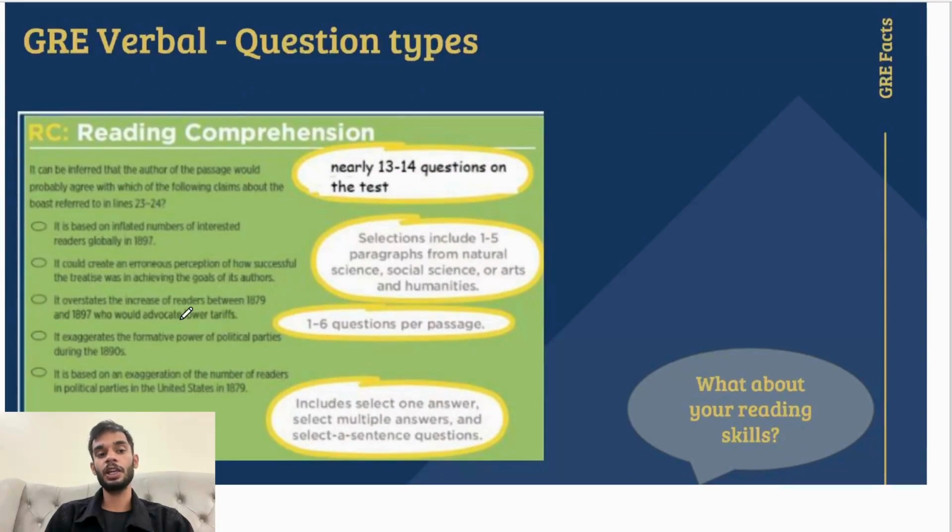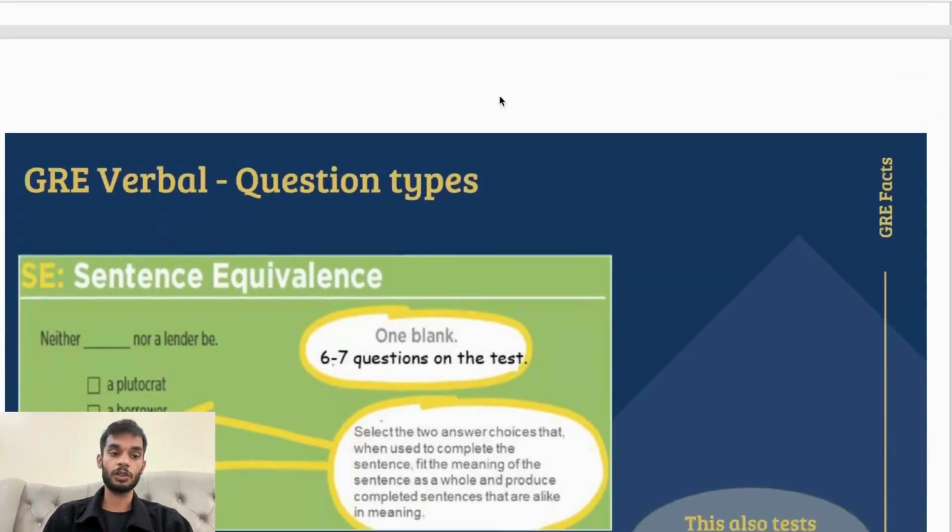The second type is again reading comprehension. Again, you can see the circle or oval shape, which means you have to pick only one option choice. There are nearly 12 to 14 questions on the test. Selections include 1 to 5 paragraphs from natural science, social science, arts, and humanities, with 1 to 6 questions per passage. They include select one answer, select multiple, and select a sentence questions as well.